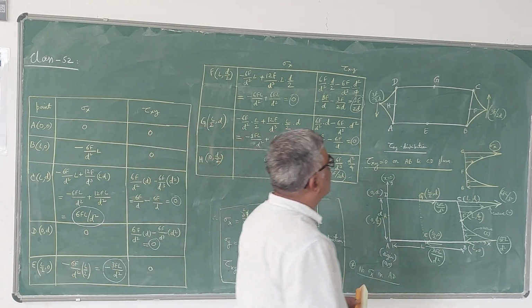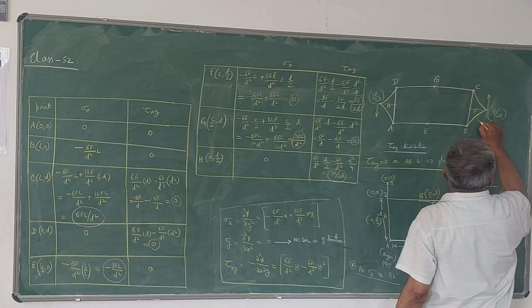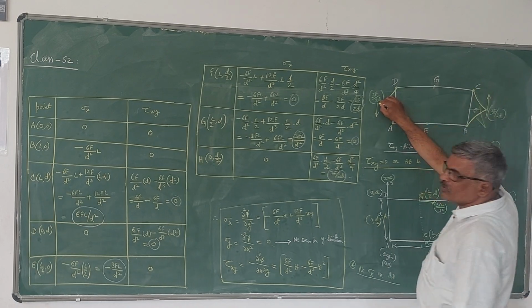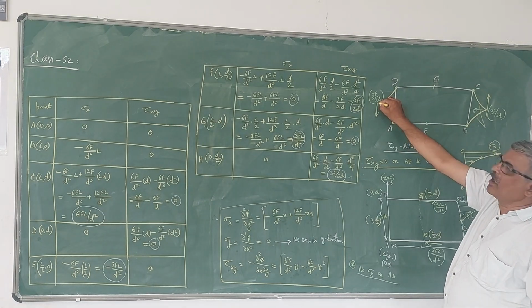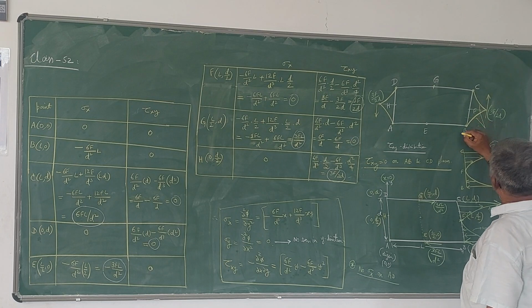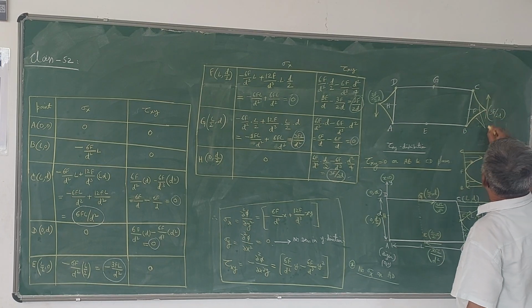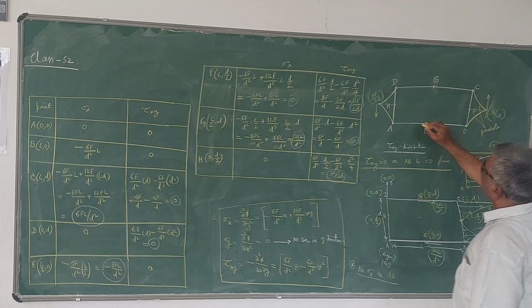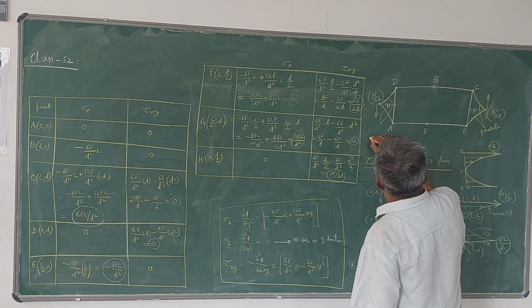The curve is a parabola. Here it is 0, here the value is 0. Here also it is a parabola.